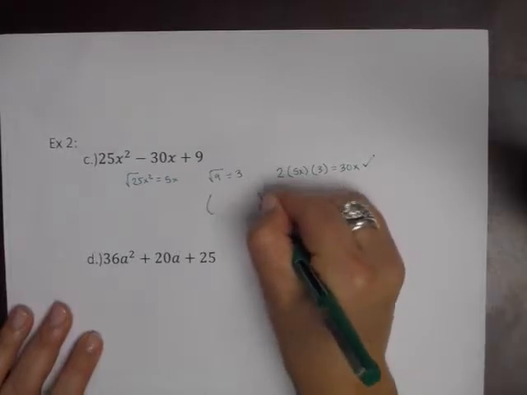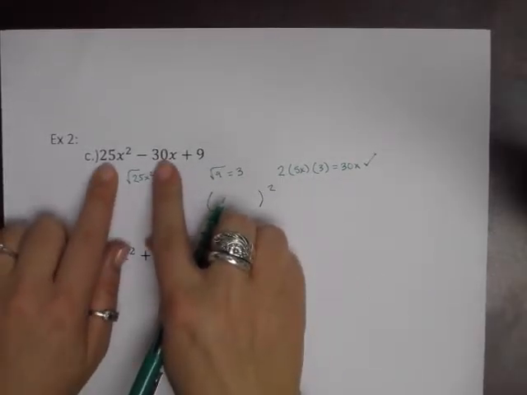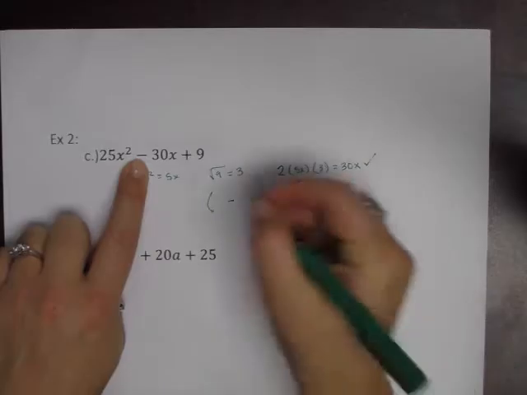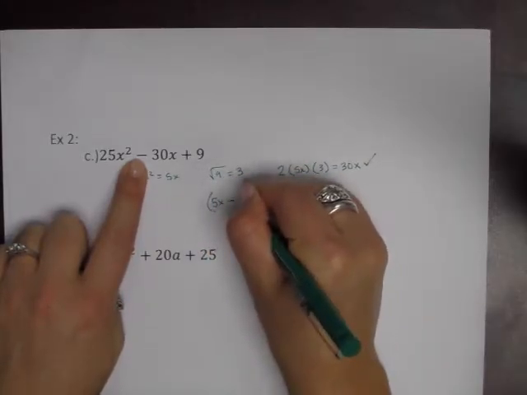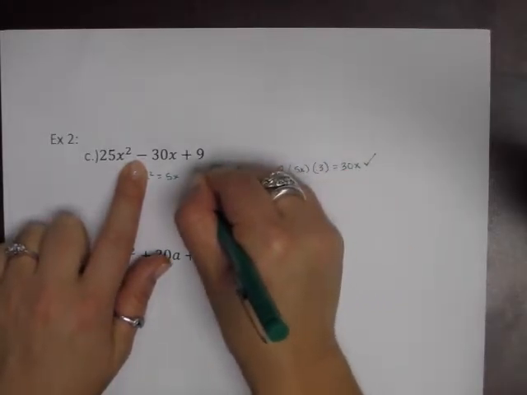So I go a binomial squared. I look at my signs. It's minus, so I put minus. And I have 5x minus 3, and I'm done.